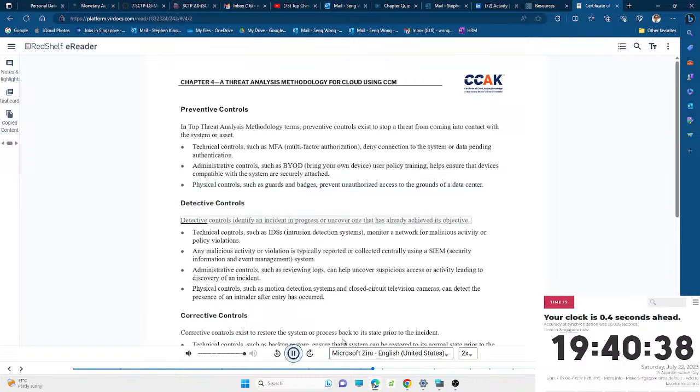Detective controls identify an incident in progress or uncover one that has already achieved its objective. Technical controls, such as IDSs, intrusion detection systems, monitor a network for malicious activity or policy violations.